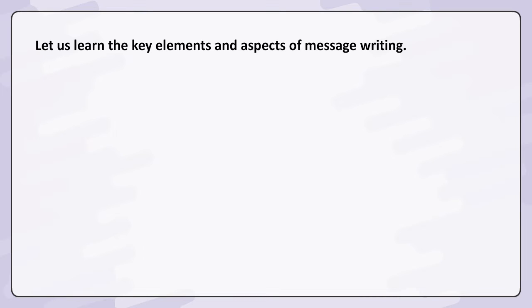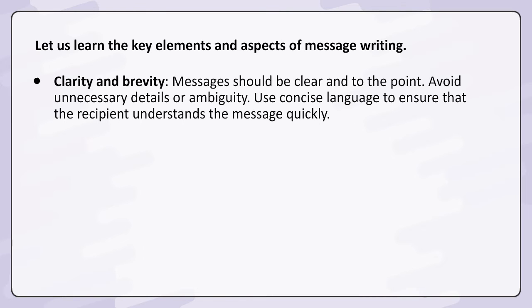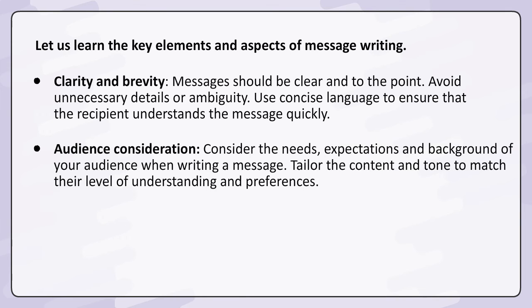Let us learn the key elements and aspects of message writing. Clarity and brevity. Messages should be clear and to the point. Avoid unnecessary details or ambiguity. Use concise language to ensure that the recipient understands the message quickly. Audience consideration. Consider the needs, expectations, and background of your audience when writing a message. Tailor the content and tone to match their level of understanding and preferences.